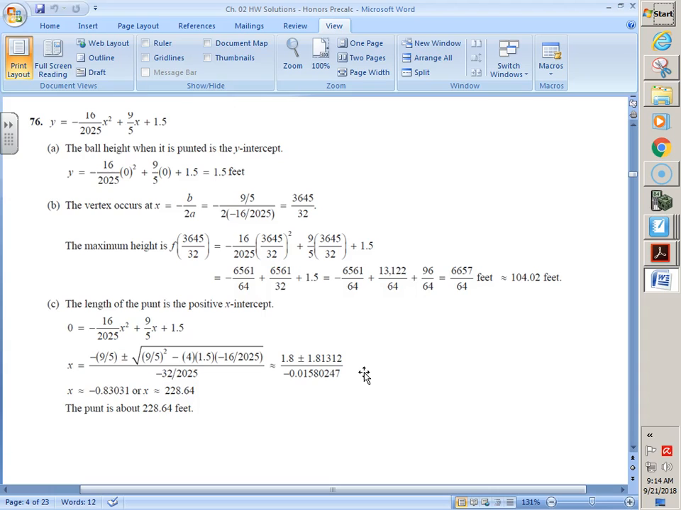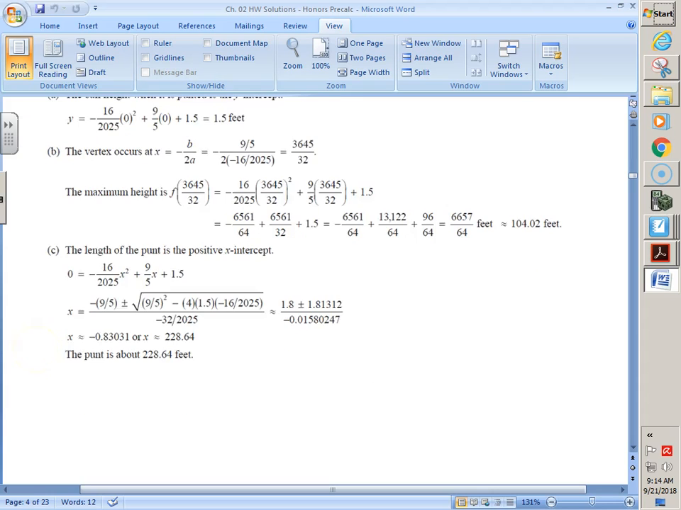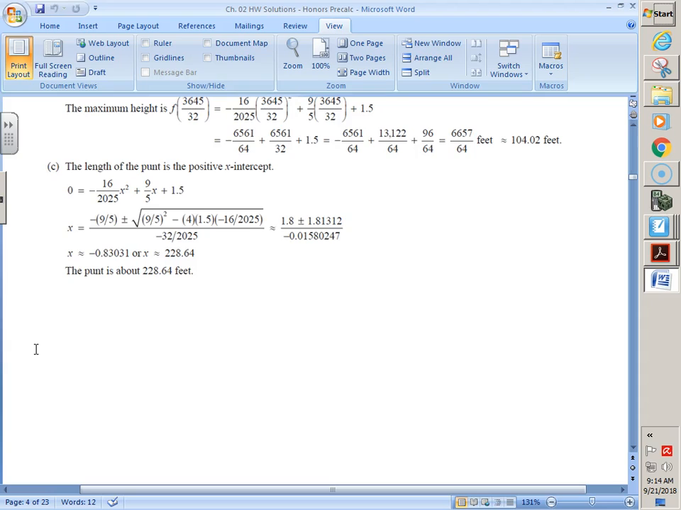So some of you are like, if I'm using my calculator anyway, why don't I graph it and find the max? That's a great way to check the answer. Okay. But how would you do letter C? Letter A, just plug in 0. Letter B, find the max using the vertex, that stuff that we've been talking about. And letter C says how long the punt was.